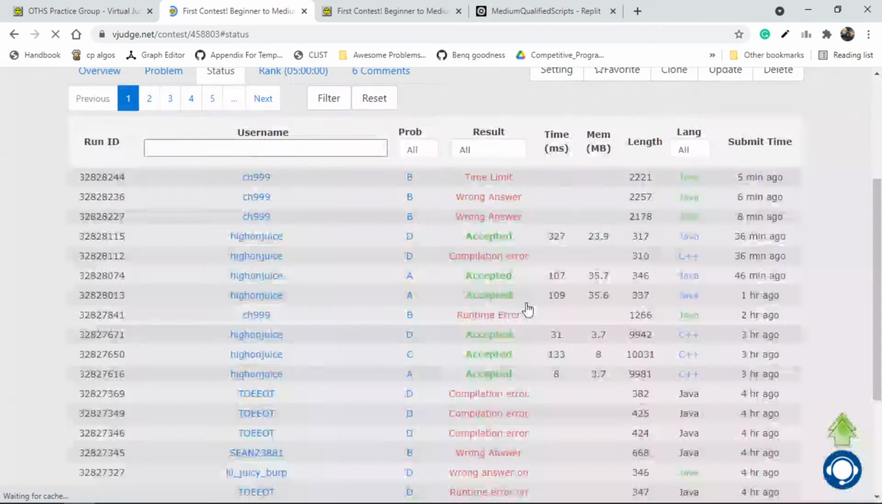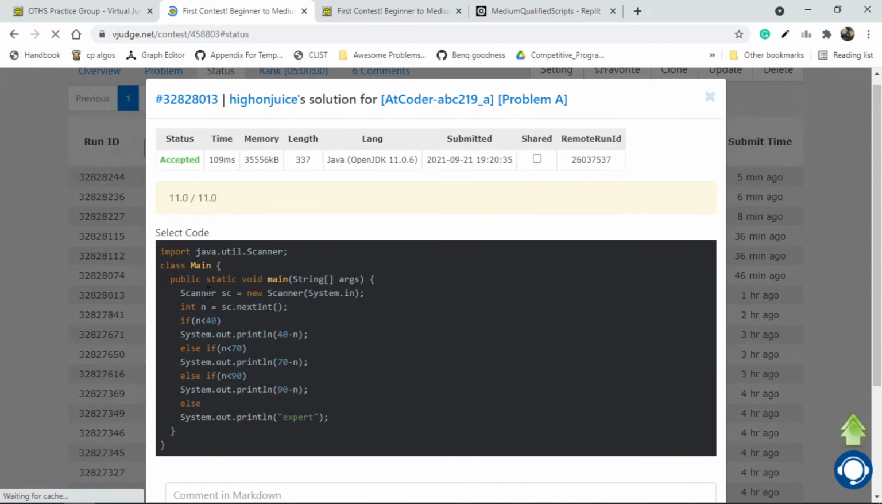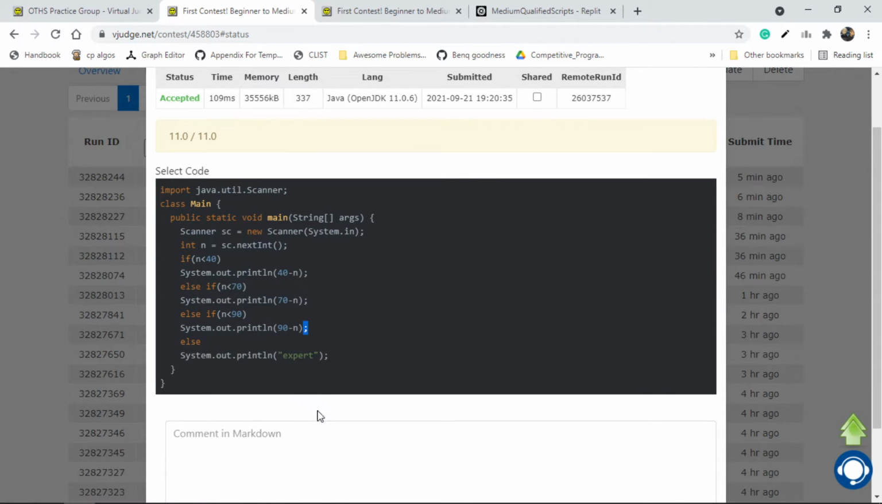This is C++. What I did was I used scanner, so remember I have to use imports. And then I took in an integer, next int, and then if it was less than 40, I just subtract 40 from it. If it's less than 70, I subtract 70, less than 90, subtract 90, and then else, I just print out expert. Because expert doesn't have a higher level, so it's expert.